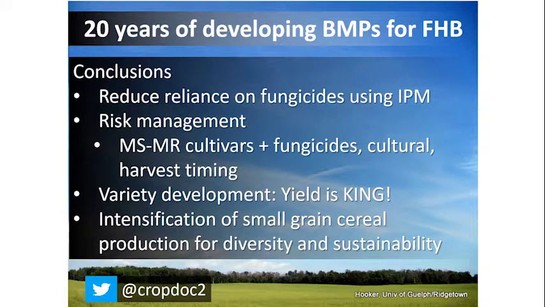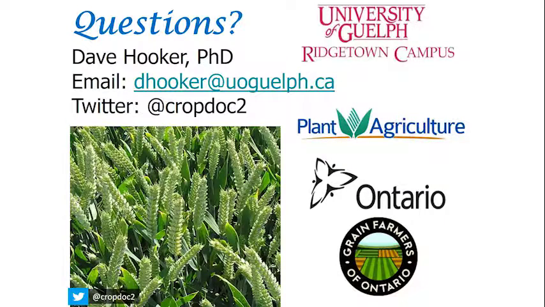And just a little leftover from the last presentation, intensification of small grain cereal production is necessary, and we need to do this. We need to be thinking of different ways to encourage wheat production. And Fusarium head blight is one of the things that we need to manage to encourage more wheat production. All right? So with that, if there are any questions, I'm not sure what our time is, if we have some time or not, but I'd be glad to take any questions.